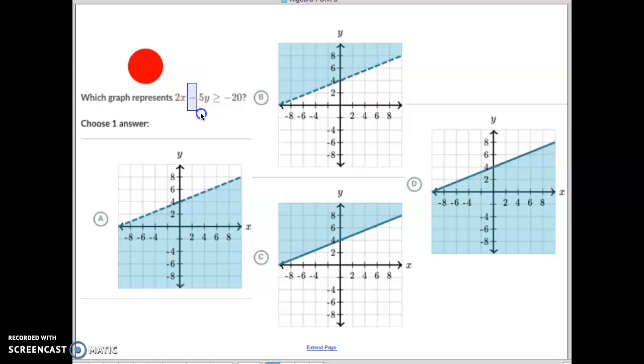So anytime you multiply or divide by a negative, this sign right here flips, and less than means we shade below, greater than means we shade above. So since it's less than, it would not be this one, shaded above, it would be this one, which is shaded below, so letter D.